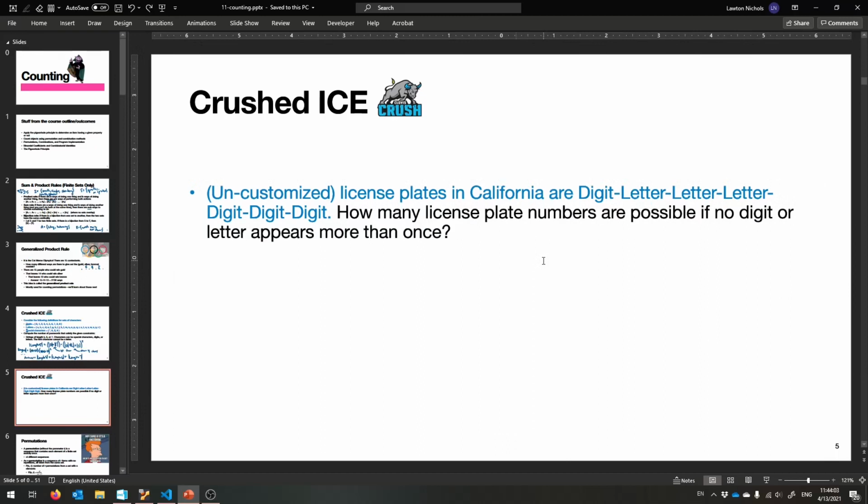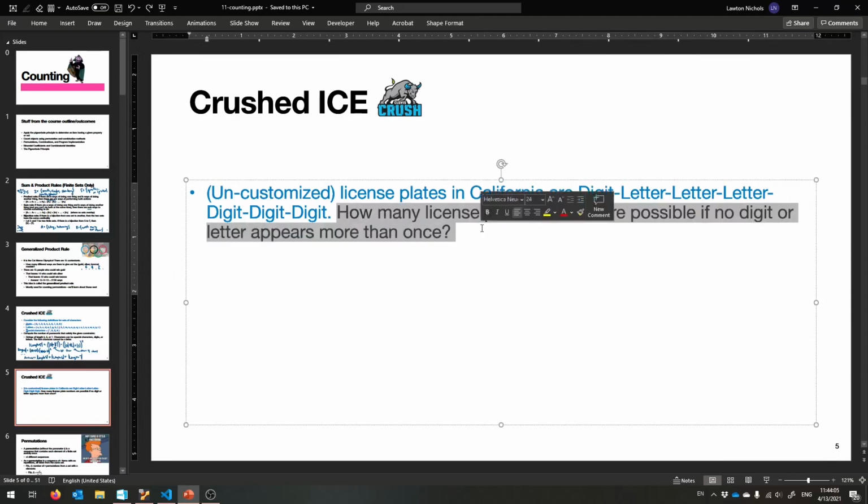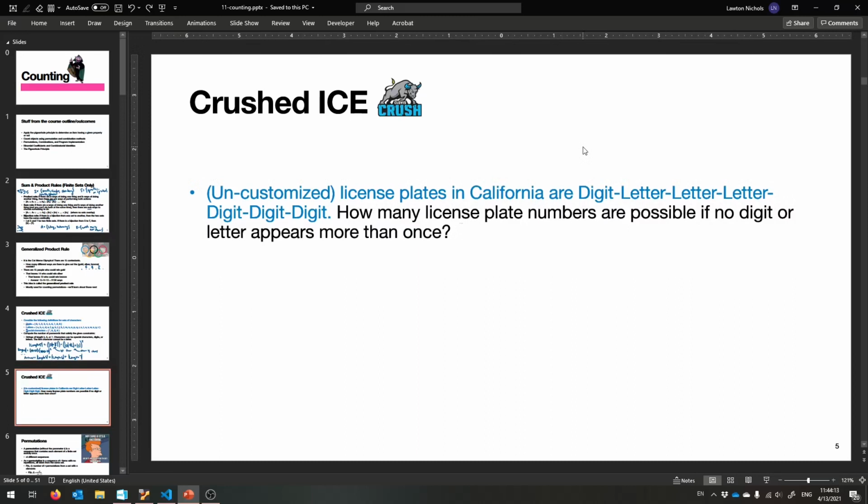Okay, so this one's interesting. No digit or letter appears more than once. Okay, so keep that in mind because it's different than what you might think. All right. Hopefully you have a good answer now. Let's try to do it together.